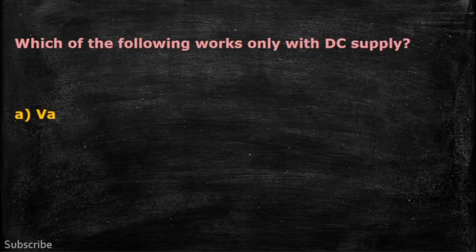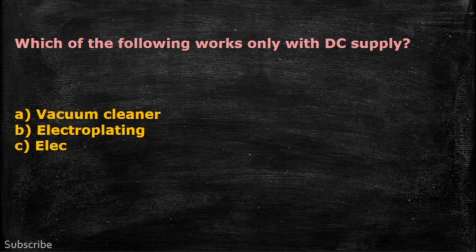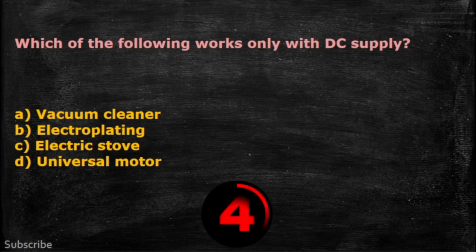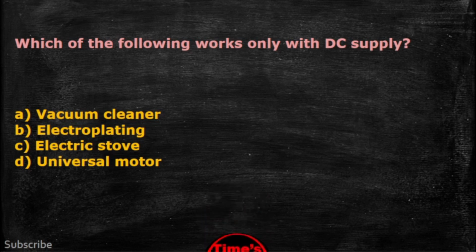Question number 6. Which of the following works only with DC supply? A. Vacuum cleaner. B. Electroplating. C. Electric stove. D. Universal motor. The correct answer is letter B. Electroplating.